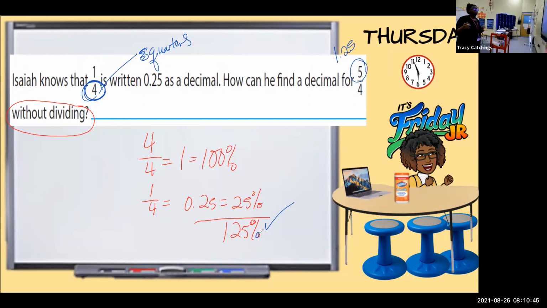Any questions about how we can use mental math and things that we already know without dividing to help us get a decimal? Any questions?